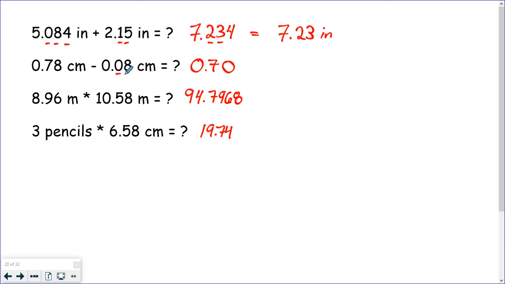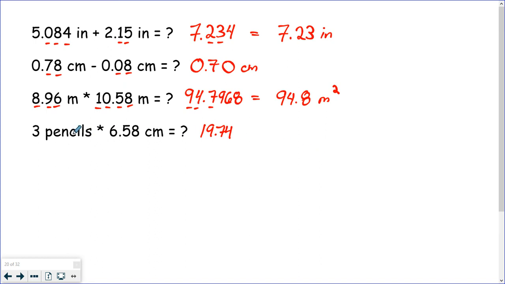Subtraction, least number of decimals. 2 decimals, 2 decimals, so my answer gets 2 decimals. I don't have to do anything to this. I just need units. I'm multiplying, do the math, and then least number of significant figures. This has 3 significant figures. This has 4 significant figures. The 0 counts, that's sandwiched in between. So my answer should have 3 significant figures. 1, 2, 3. Round to the 7 spot. There's a 9 after it. So this becomes 94.8. A meter times a meter, again, is a meter squared.